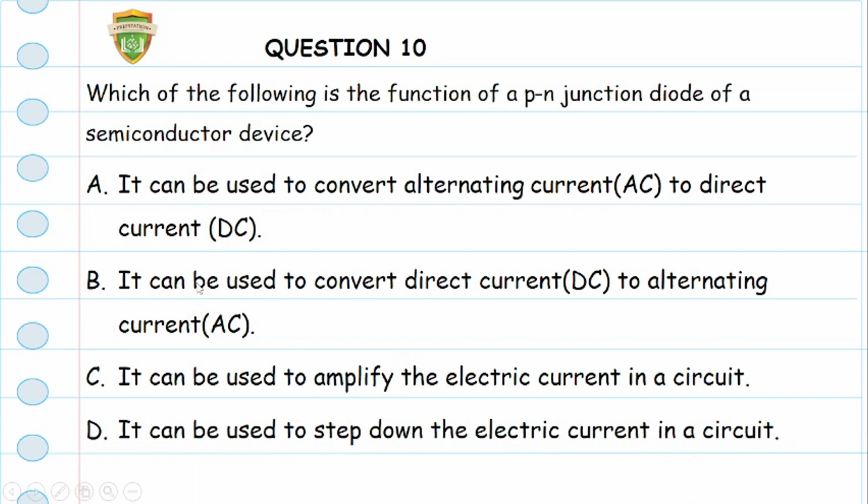Now, between A and B, one thing we know about alternating current is that it changes directions. When you look at the sine wave of an alternating current, you see it moves from positive to negative. But that is not what our diode is doing. Our diode is allowing current to move in only one direction. And which type of current do we know which only allows current flow in one direction? Exactly, direct current. So that means that B is ruled out because the diode is not converting direct current to alternating current. It's actually converting alternating current to direct current.